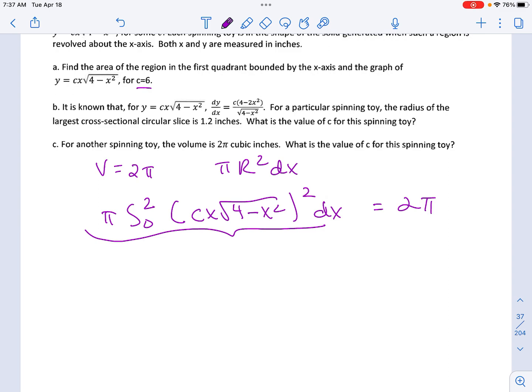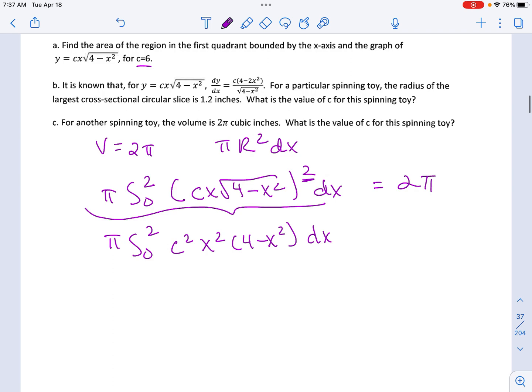A couple things I'm going to do is I'm going to square this out first. So this square has to go to the c, it has to go to the x, it gets rid of this square root. So I have that. And I'm going to go ahead and pull this out and just put that c squared out in the front. And then let's go ahead and multiply this out. 4x squared minus x to the 4th dx.